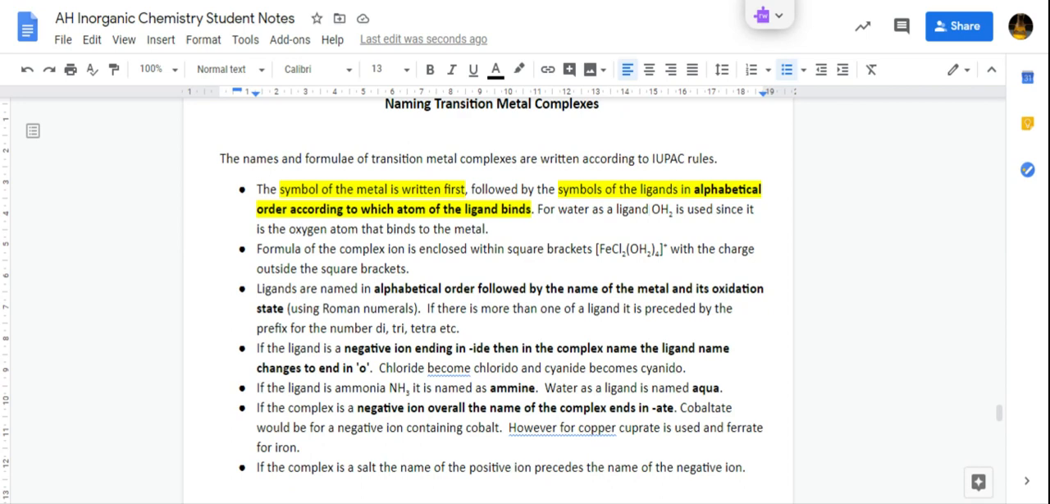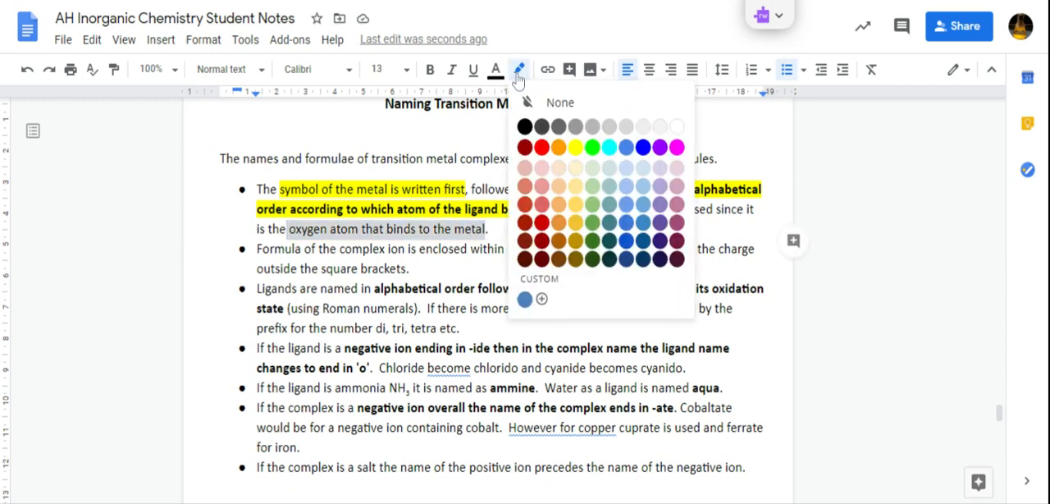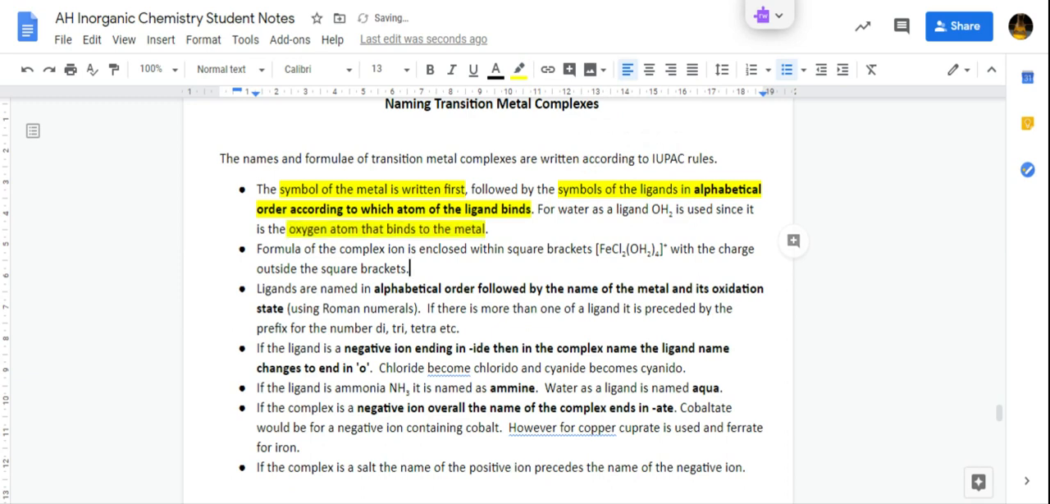Okay, with ammonia, for example, ammonia would come after chlorine but before water in the formula. And if we just highlight the fact that it's oxygen that binds to the metal in water, that's why we write it as OH2, only in this instance. We put the formula of the complex ion in square brackets.